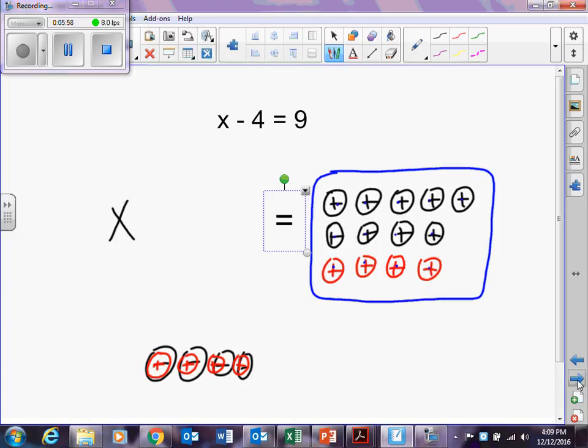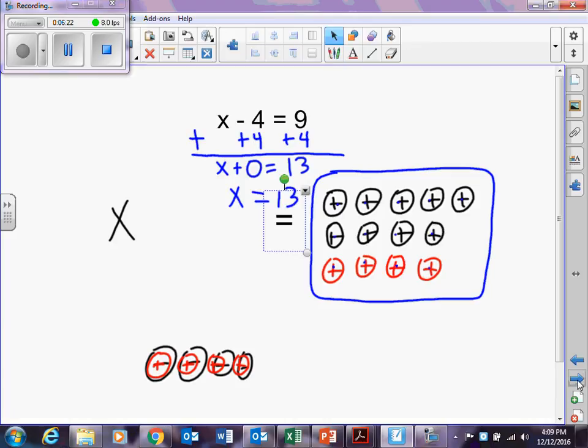All right. So let's see, what did we do? We added 4 positives to both sides. We added 4. So I'm thinking, here's my plus sign. I'm going to add 4 here. I'm going to add positive 4 here. This negative 4 and this positive 4 makes 0. And this 9 plus 4 makes 13. So x equals 13.